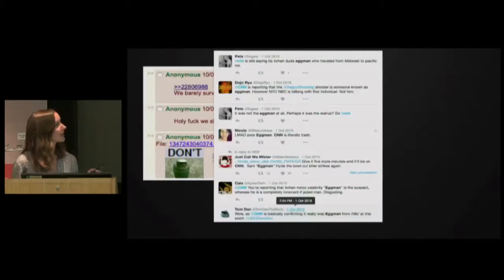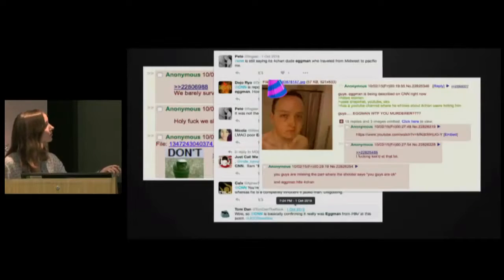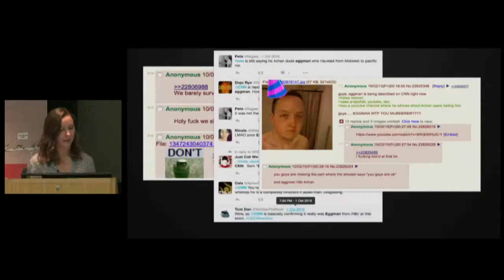Just minutes later, CNN began reporting that 4chan user Eggman was behind the shooting, as evidenced by these tweets. This was to the delight of 4chan users, who now saw themselves in a national spotlight. And in a thread accompanied by a photo, they named Toby Eggman Reynolds as the gunman.